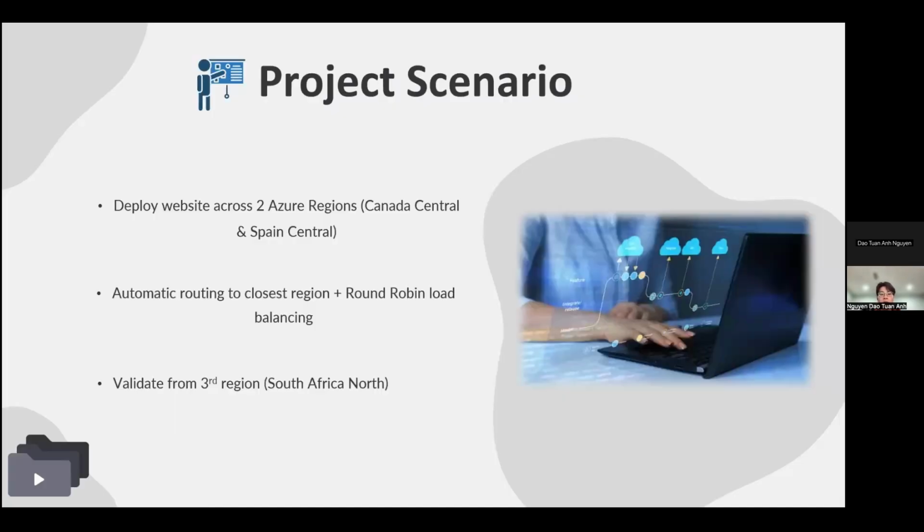Next, let me walk you through the project scenario. I have deployed a company website across two regions, Canada Central and Spain Central. To ensure high availability and optimal performance, the solution automatically routes users to the closest region, distributes traffic evenly across servers using round robin, and fails over to the backup region if one goes down. Our test VM in South Africa validates the geographic routing.